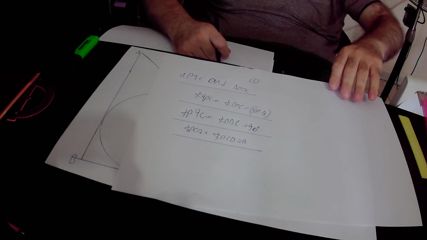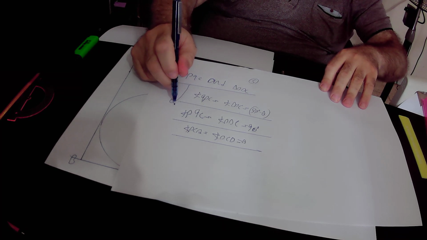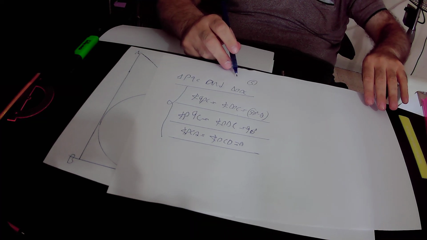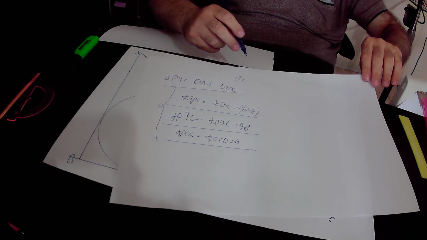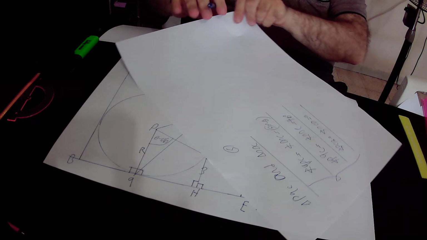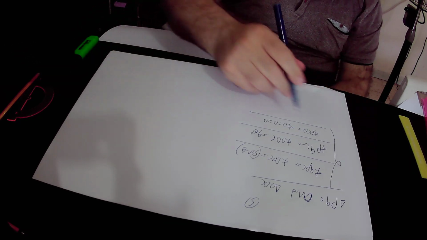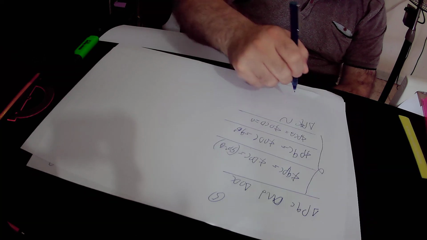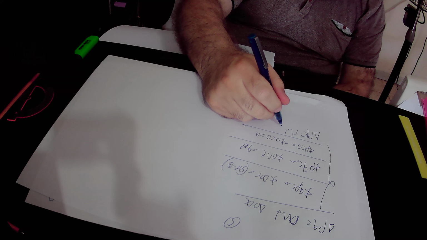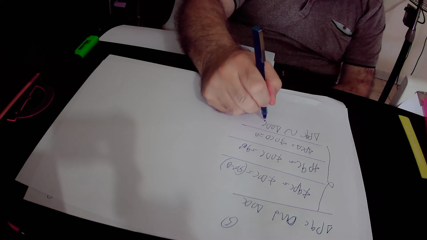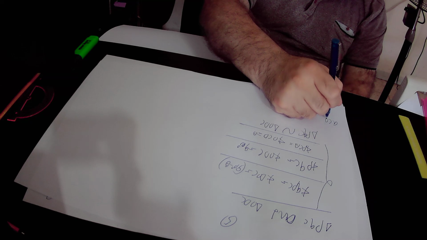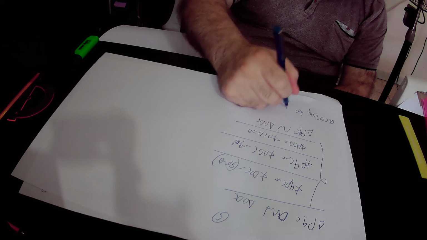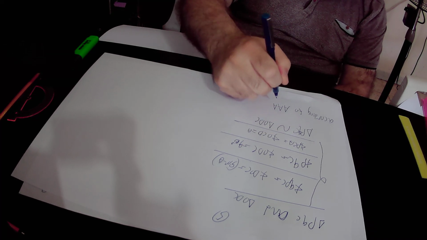Okay, so actually we found out that triangle PQC is similar to triangle ODC according to the angle similarity rule. I write it down: triangle PQC is similar, this is the sign of similar, to triangle ODC according to angle similarity rule.